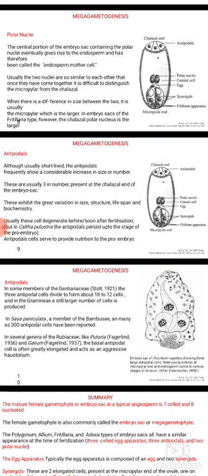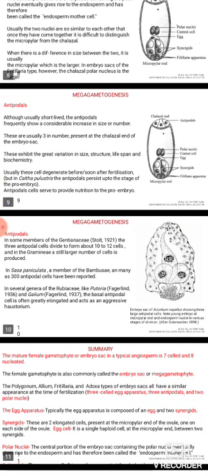The antipodal cells. The antipodal cells are usually short-lived and frequently show an increase in size or number. There are usually three in number, present towards the chalazal region. They exhibit variation in structure, size, lifespan, and biochemistry. Usually, these cells degenerate before or after fertilization, and some antipodal cells serve to provide nutrition to the embryo.